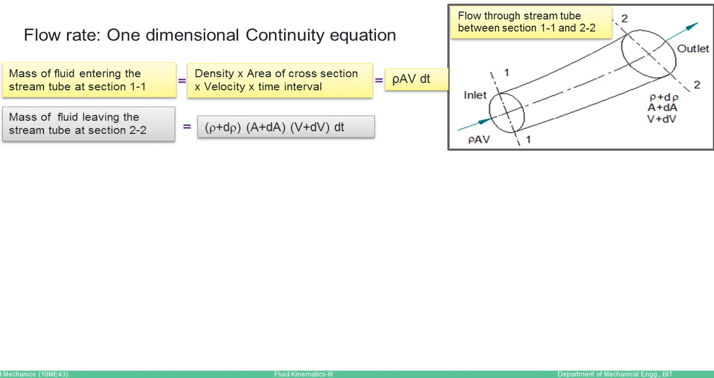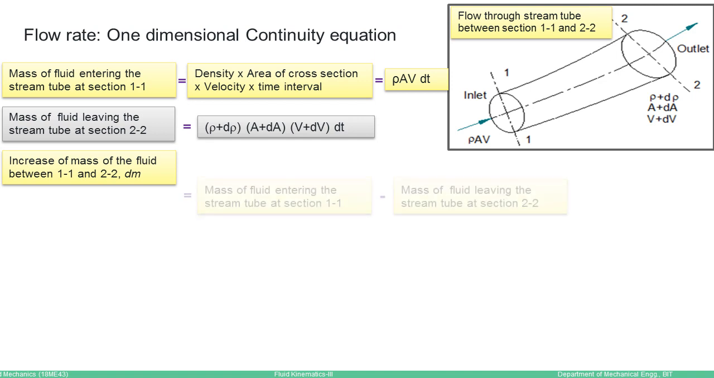Now if the mass of fluid leaving the stream tube at section 2 is considered, then it is the corresponding values of rho, A and V and the time interval. Time interval is the same, but the properties are incremental. Now it is (rho plus d rho) multiplied by (A plus dA) multiplied by (V plus dV) into dt. And from this you can find out the increase of mass of the fluid between 1 and 2. It is termed as dm.